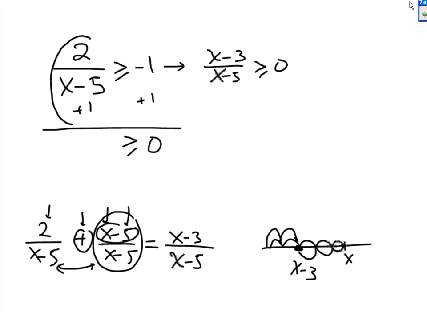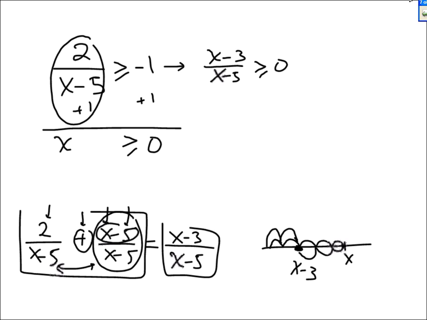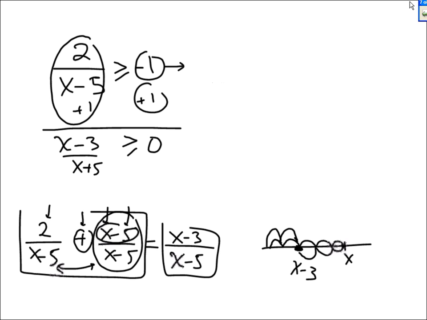And I add these, which is what I did right here. Here's my answer: x minus 3 over x plus 5. The right-hand side, -1 plus 1 is 0. Okay. So now, it's just like the last problems I've done.